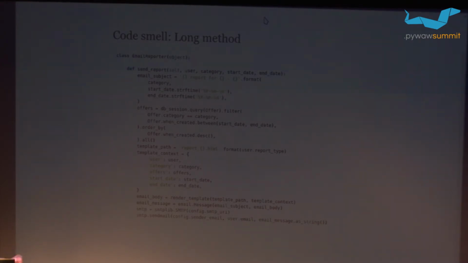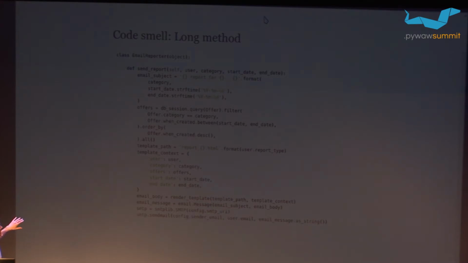So now we have an email reporter. We know what it does, but the method is quite long. It does a lot. Let's try to understand what's happening here. So first we prepare some email subjects, so probably we will send email messages, email reports. Then we get some offers from database, so that's probably a part of the data for report. Then we have a template path, template context, and then we use these variables to render a template. So probably the report will be formatted as an HTML document. And then finally we connect to an SMTP server and we send an email message to it.